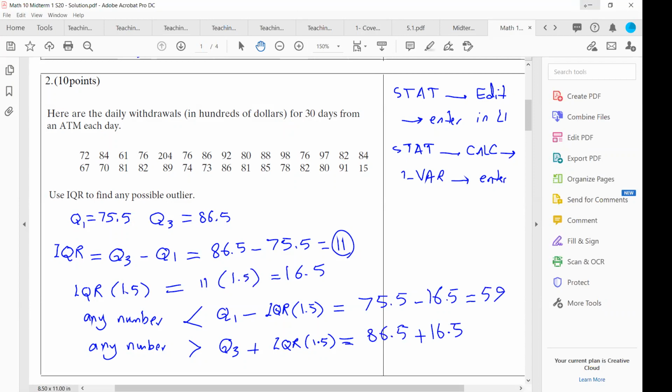So let's look for any number less than 59. Do we have 58? Do we have 57? Do we have any 50 in this collection? Nope. Do we have any 40? Nope. Do we have any 30? No. Do we have any 20? No. In the range of tens, we have 15. So 15 is a possible outlier in this collection. Next, any number greater than, okay, now we have to do a little bit of calculation.